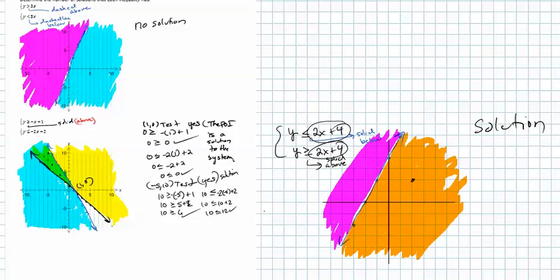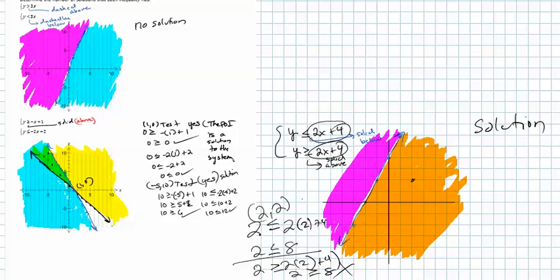Let's test it and show you just to make sure. Let's test 2, 2. So y is 2, less than or equal to 2 times 2 plus 4. So it works for this one. 2 is less than or equal to 8. But then when we test it for the second one, 2 is greater than or equal to 2 times 2 plus 4, and so that is 2 is greater than or equal to 8. Well, that's not true. So that makes the point 2, 2 not a solution.